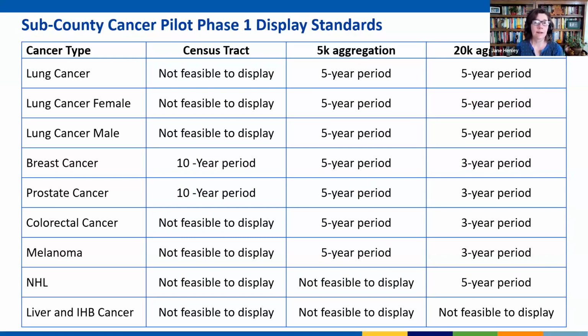And here's a table of the display standards recommended by the pilot participants for spatiotemporal aggregations for each cancer type. They found that many cancers were not feasible to be displayed at a census tract level, except for breast cancer and prostate cancer. And that liver cancer was not feasible to be displayed at any of these aggregations. And you're able to see that many aggregations that could only be shown at the county level do have additional spatial resolution. Next slide, please.